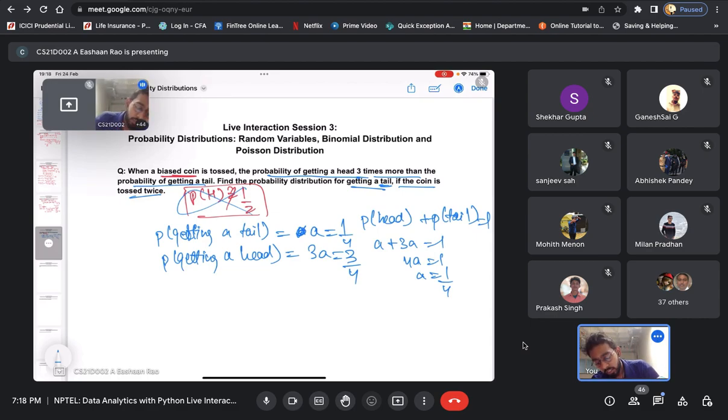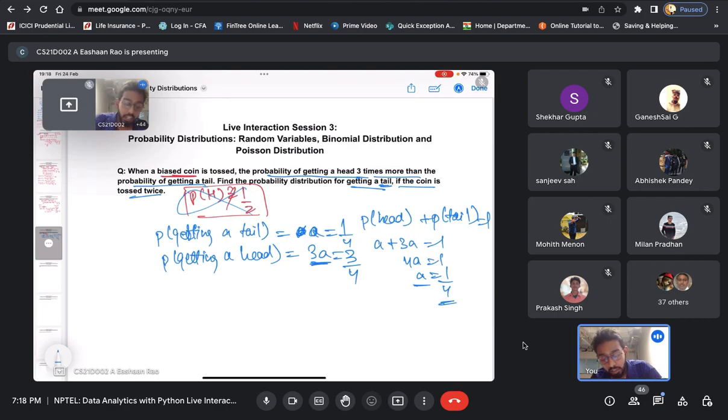I hope you understand how I got this. According to the question, getting a tail is, if I assume a value a, and getting a head is 3 times more than getting a tail, that is 3a, then I add this value a plus 3a, which should be equal to 1, that is the whole probability 1. From that I extract the value of a, which turns out to be 1 by 4.